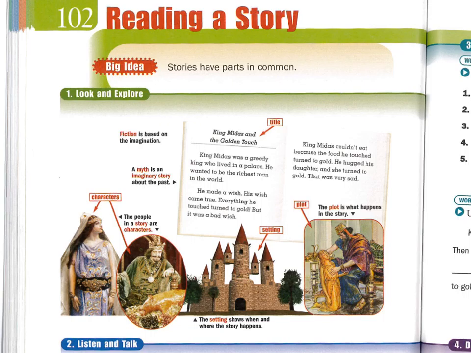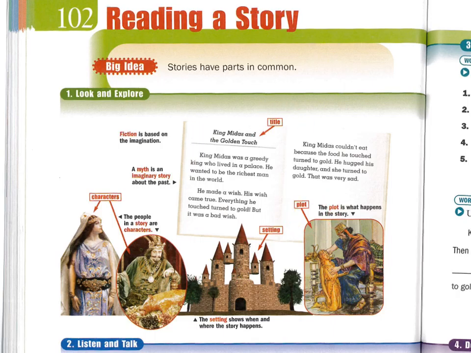Stories have characters. The people in the story are the characters. Stories have a setting. Where, when. The setting shows when and where the story happens. Stories have a title. And stories have a plot.